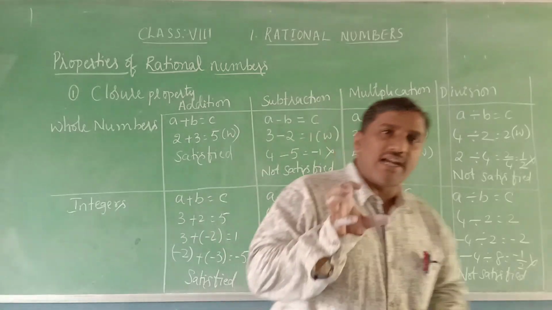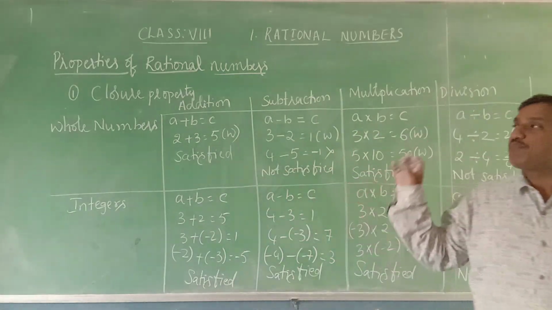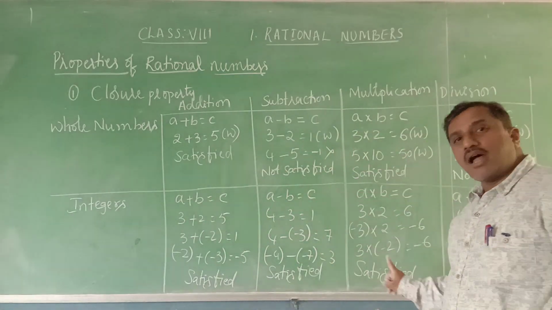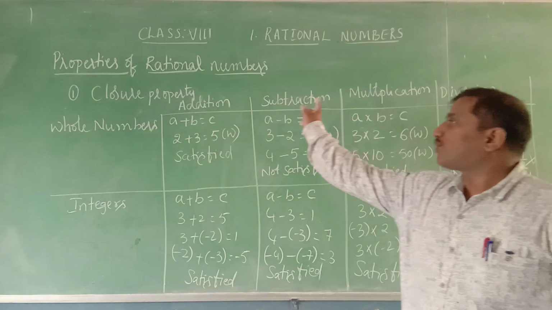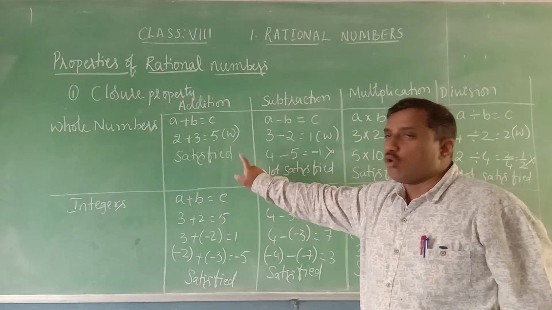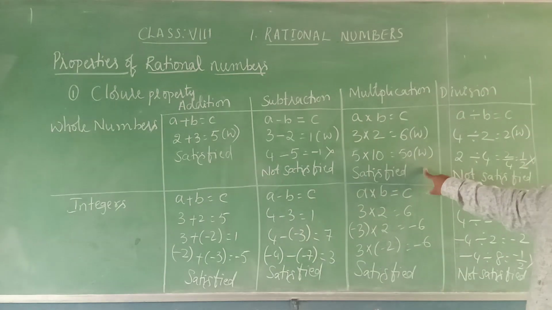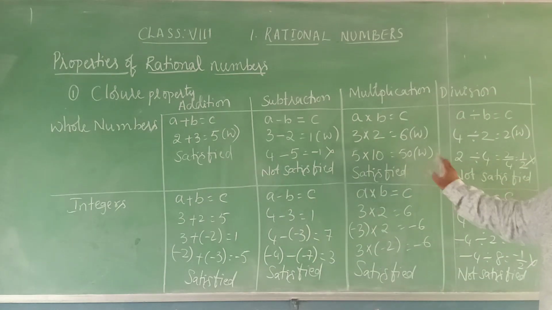So integers satisfy closure property under addition, subtraction and multiplication, whereas whole numbers satisfy this closure property under addition and multiplication only. Is it clear, children?